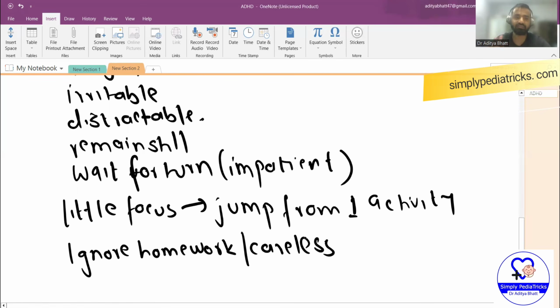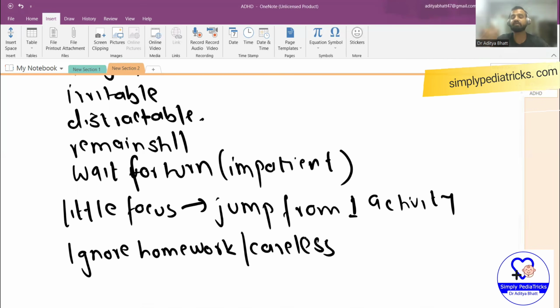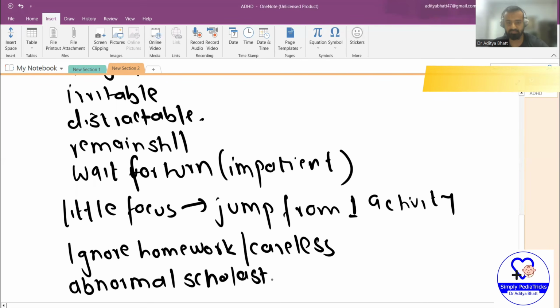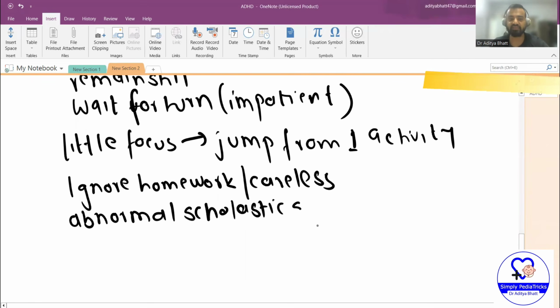ADHD can only be diagnosed in patients who have attention deficit, and this attention deficit worsens their scholastic performance. So these children with ADHD have abnormal scholastic performance, and they are usually underachievers. That is important: you cannot diagnose each and every impatient child with ADHD. That is very important.